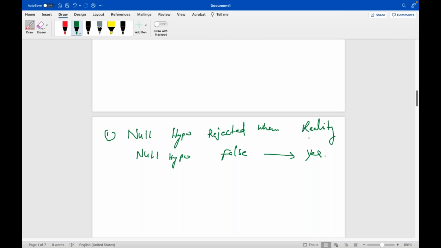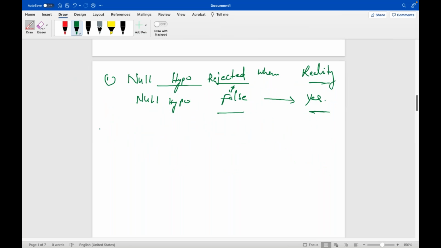In reality check also the null hypothesis is false, and you rejected the null hypothesis. In reality check you are proving that the null hypothesis is false, and the statistician was proving that it is rejected. So both are talking about negative only, right? So that could be a correct result. This is the one outcome.